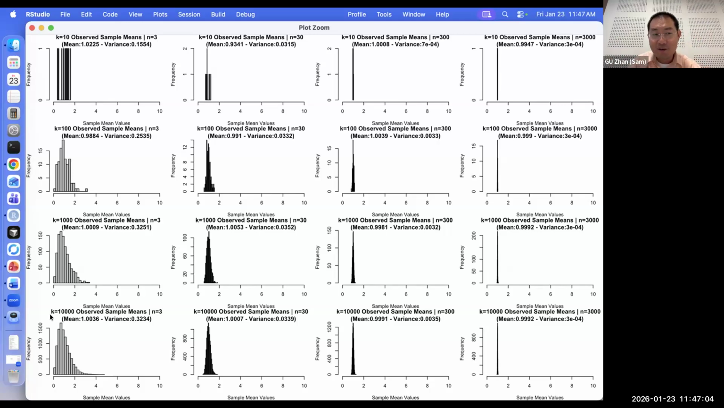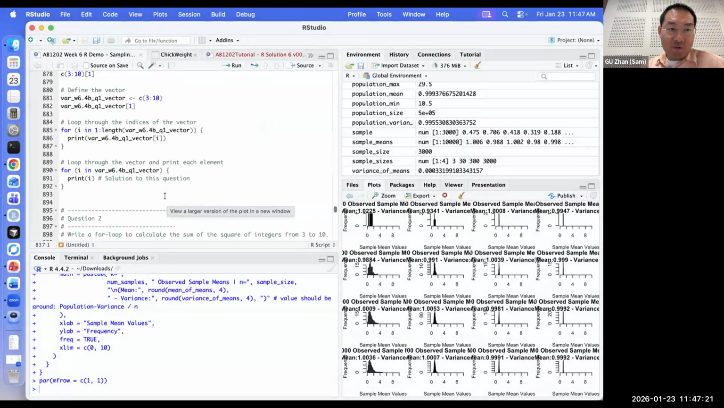But from the simulation point of view and the practical point of view, we are not able to get k to be infinite. So for this simulation using R, we get a very large k value, but it cannot go to infinite.